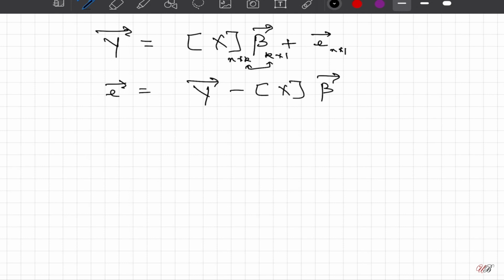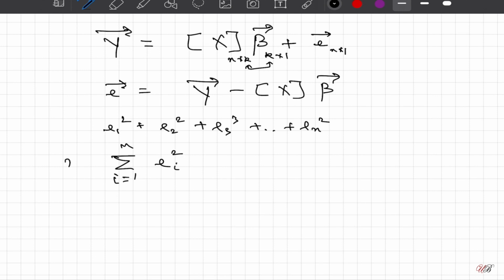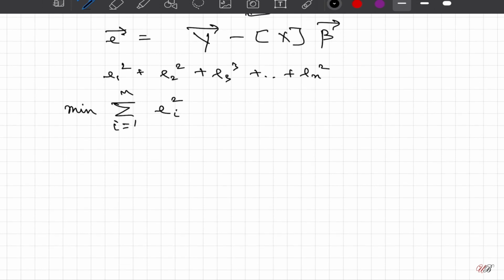Now what we want to minimize is the error. However, error could be on the positive and negative side, so we want to minimize the square of error. That is, we want to minimize e1 square plus e2 square plus e3 square up to en square, or again, i varies from 1 to n, the summation of error squared all the way from i equals 1 to n, and we want to minimize this. However, now we are dealing with the matrix notation.